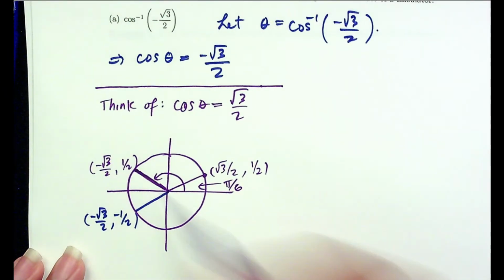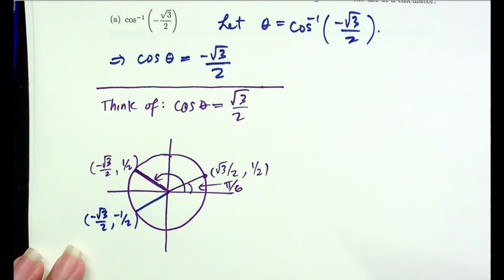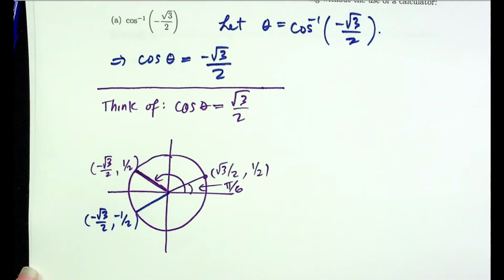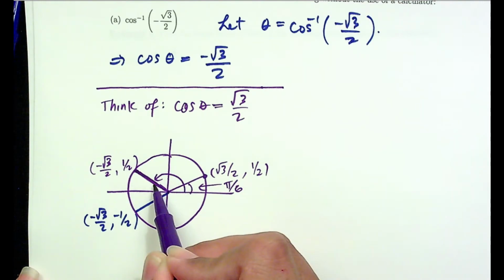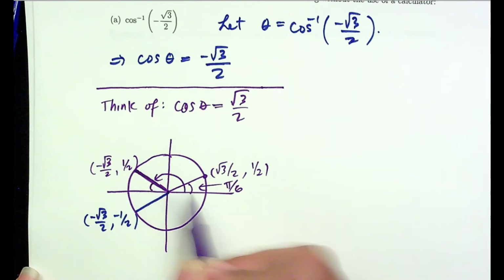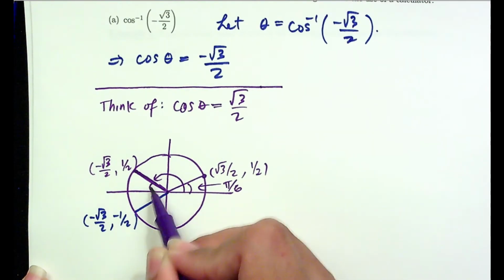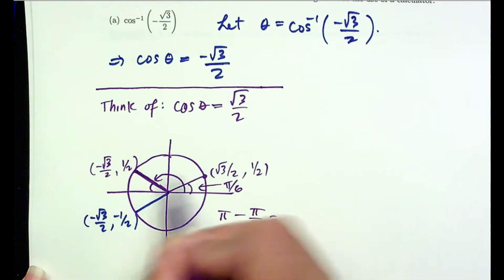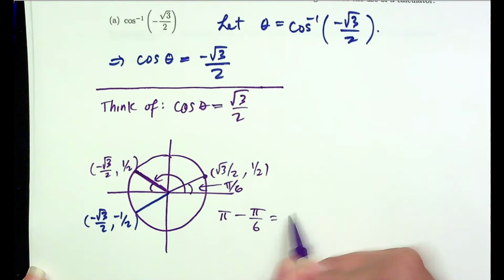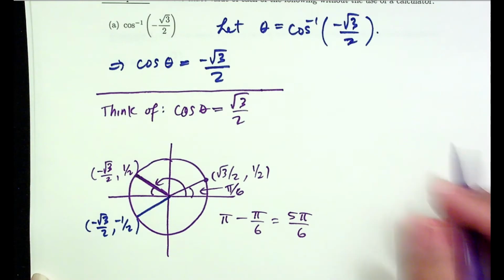So now, think about it. What is that angle? If this is pi over 6, what is that one? If this is pi over 6, this one has to be also pi over 6 because it's a reflection. So I want almost all of it minus this piece. So it would be pi minus this piece, which is pi over 6. So the answer is 5 pi over 6. That's the angle that I want.